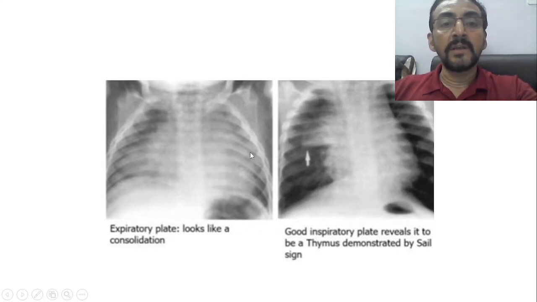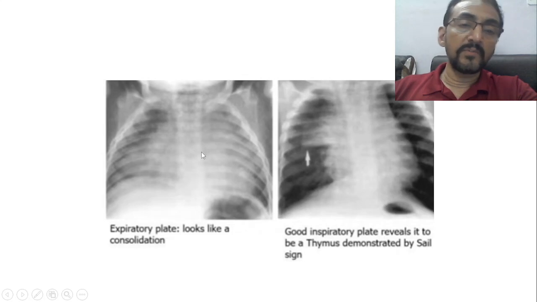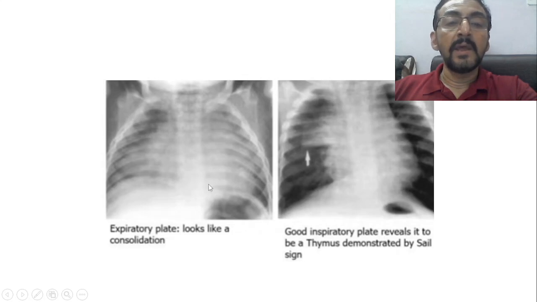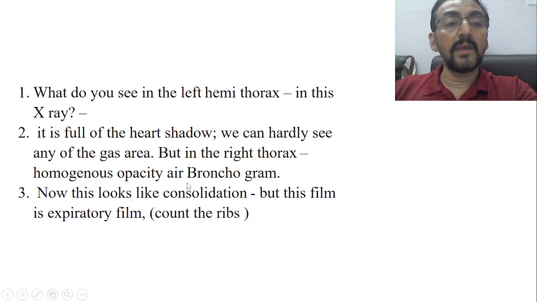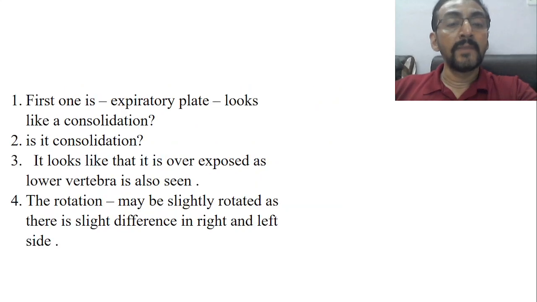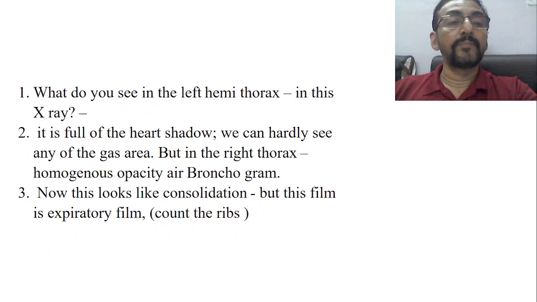In the rotation there is some problem, because both sides do not look equidistant from the center. It could be the medial end of the clavicle or the anterior end of the ribs. Okay, so because of this rotational problem, this X-ray looks like an X-ray of a consolidation, but it is not actually consolidation. It's simply a rotation problem.